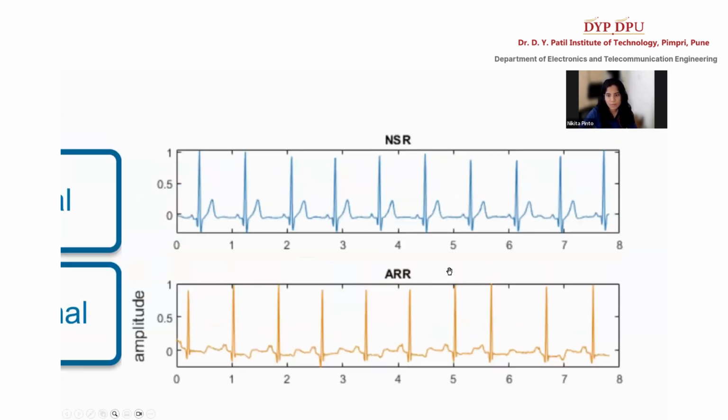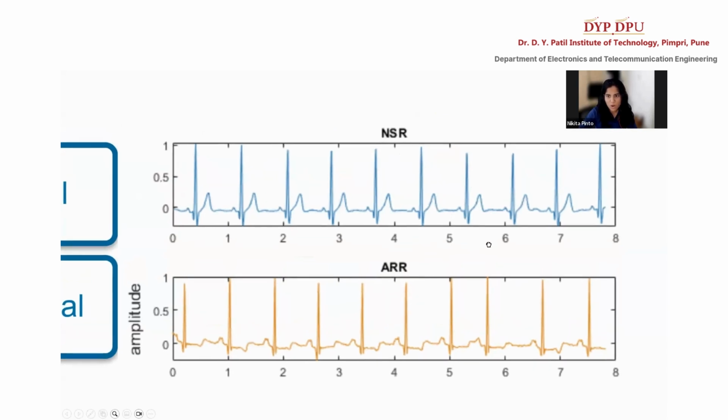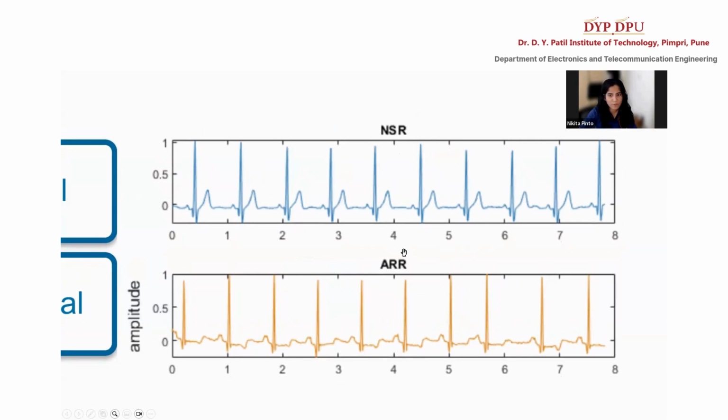I'm going to ask you a question then. What is the difference between NSR, which is normal, and ARR, which is an arrhythmia, the abnormal rhythm condition? Have a look at these two graphs, and in the chat, let me know what you think is the difference between these two graphs, blue and orange. Take a very careful look and see what you think is the difference between these two.